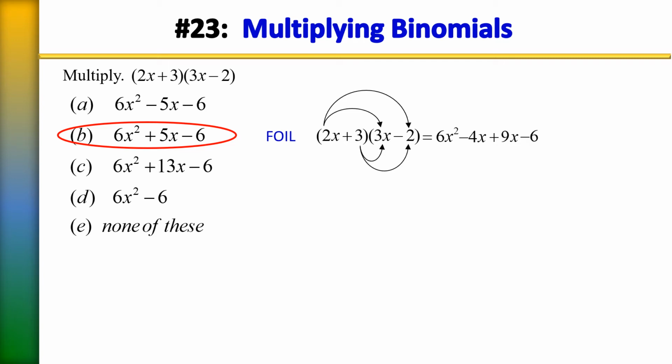and then last, -6. Next, you need to combine outer and inner. Why? Because outer and inner are like terms. So when we combine outer and inner, that's going to give us 5x. So our final answer would be 6x squared plus 5x minus 6.